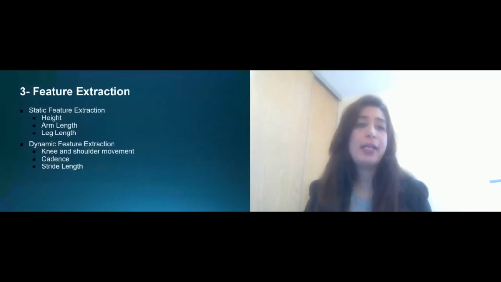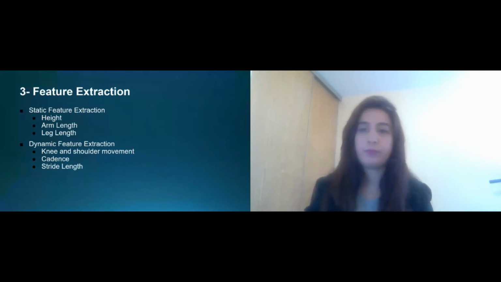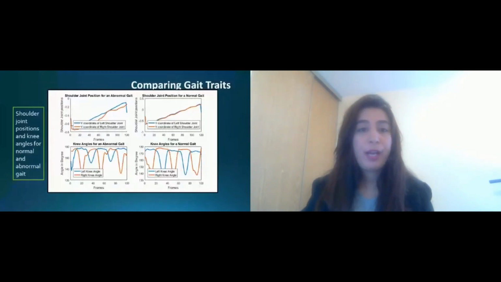After we got the gait cycle, we were able to extract other features. For example, the static feature extractions, such as height, arm length, and leg length. We were able to extract dynamic features such as knee and shoulder movements, cadence, and stride length. In this slide, we have the shoulder joint positions and knee angles for normal and abnormal gait, and we'll talk about these figures in the coming slides.